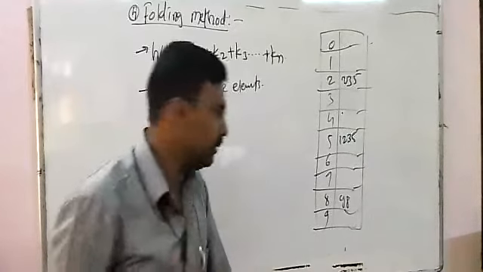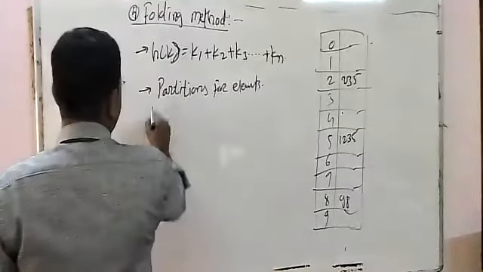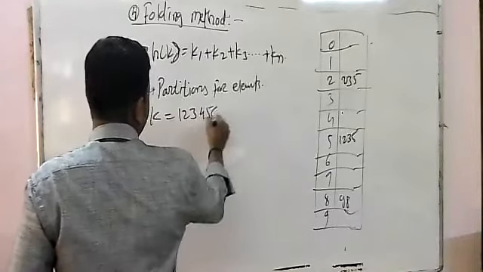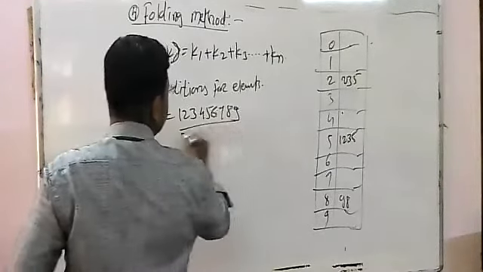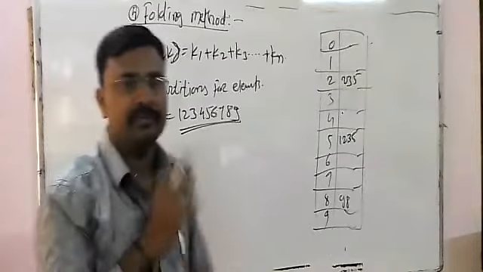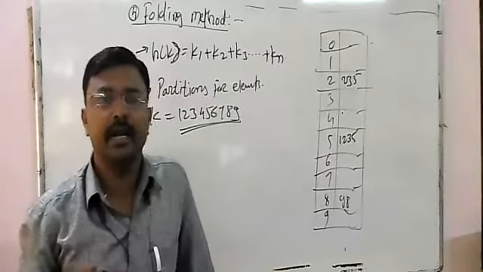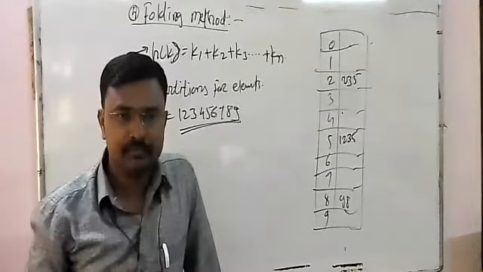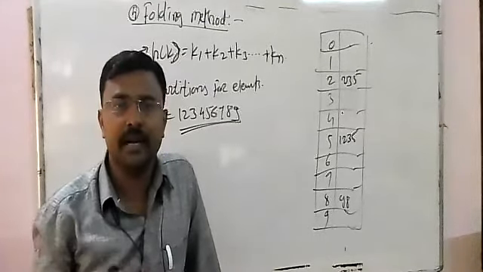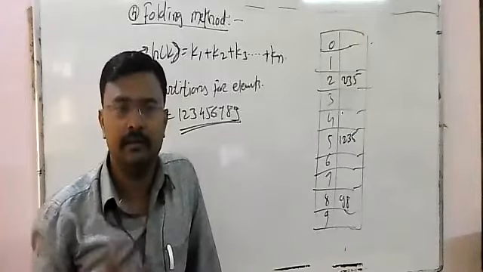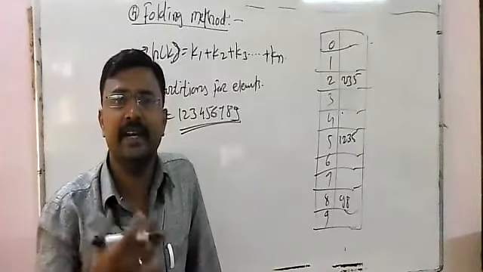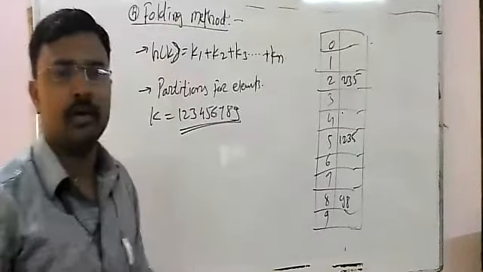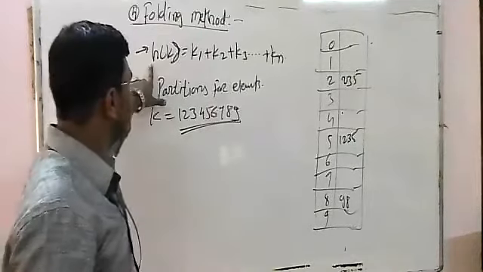Okay. For example, suppose your key value is P is equal to 1, 2, 3, 4, 5, 6, 7, 8, 9. This is the key value. And I want to store this value into your hash table, which has a capacity of 100. Capacity is 100, where I want to store this element. So see how the hash function works.